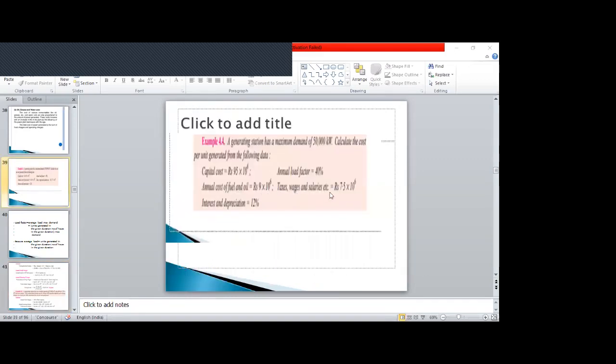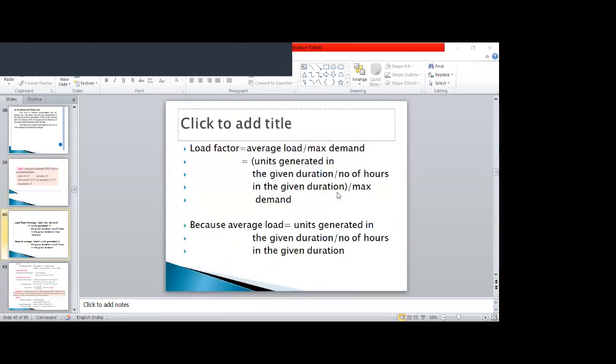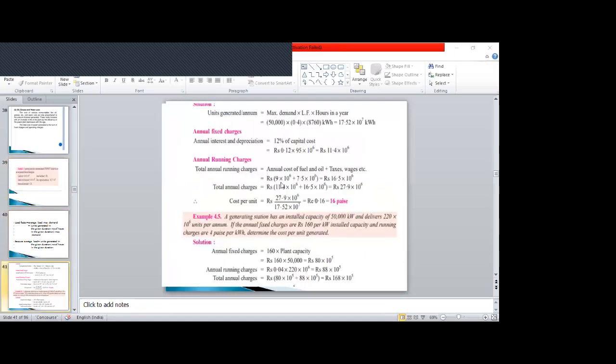So this is 9 into 10 to the power 6 plus 7.5 into 10 to the power 6. Okay. So you will get total running charges as 16.5 into 10 to the power 6 rupees. Our total annual charge will be the sum of these two, fixed charges and running charges. So you will get total annual charges as this much.